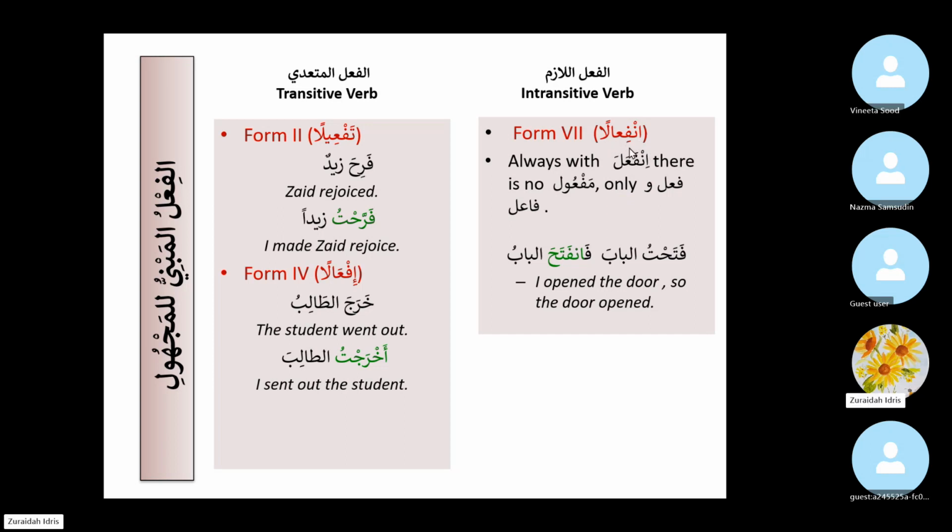Families. Infialan. This is actually form 7. Always with intransitive, there is no maf'ul. It cannot take a maf'ul. It's only fi'il and fa'il. All right, so it's something like this.